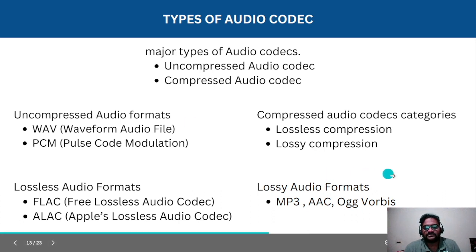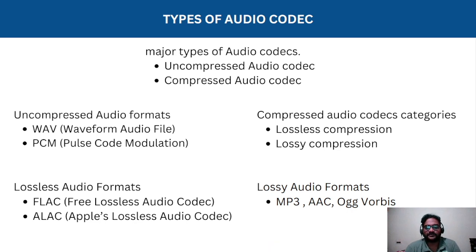And coming to the lossy audio formats, we have MP3, AAC, and Ogg Vorbis. It means that if you see any audio file with .mp3 or .aac, the encoder in that audio file is MP3 or MPEG or AAC or Ogg, depending on the extension of the file. Okay, so I will not go deep into what these algorithms are, why this is called lossless, and why these algorithms are called lossy.